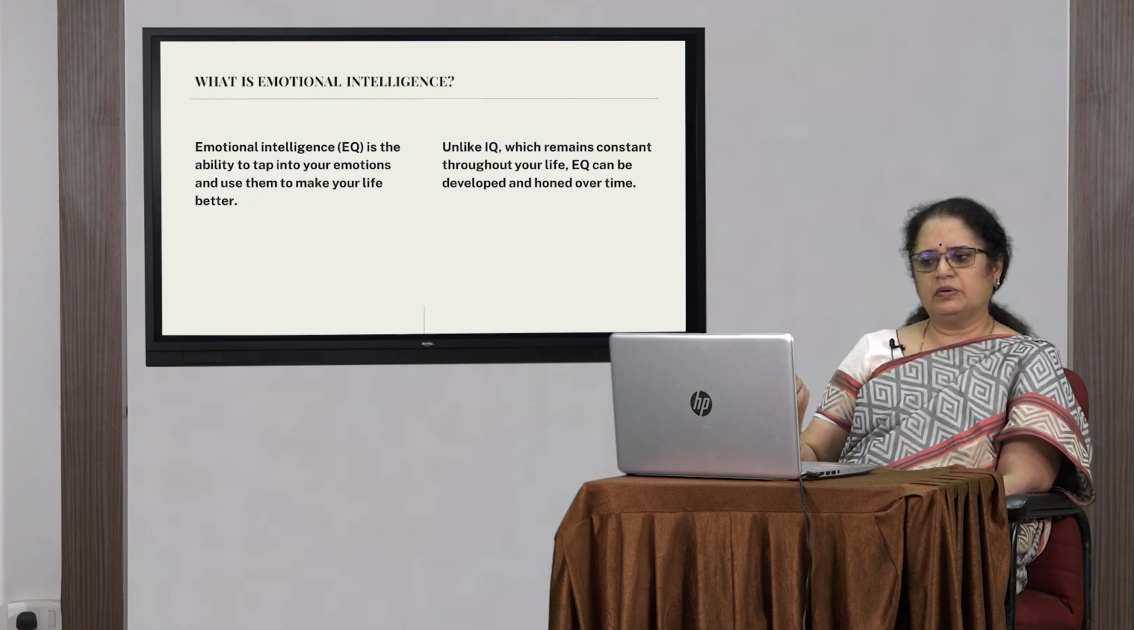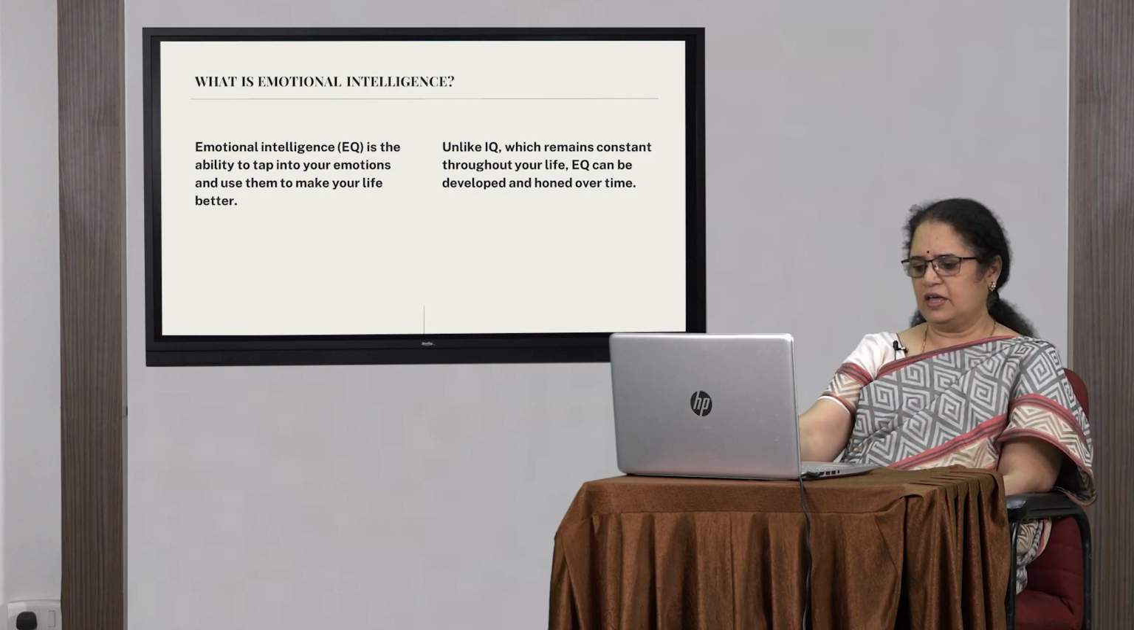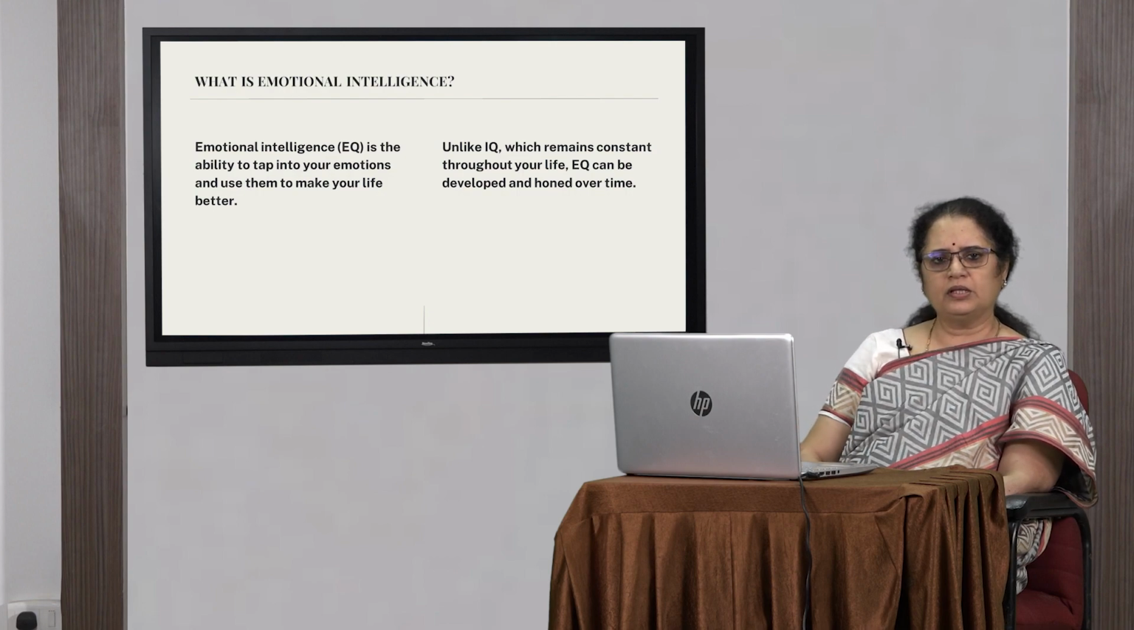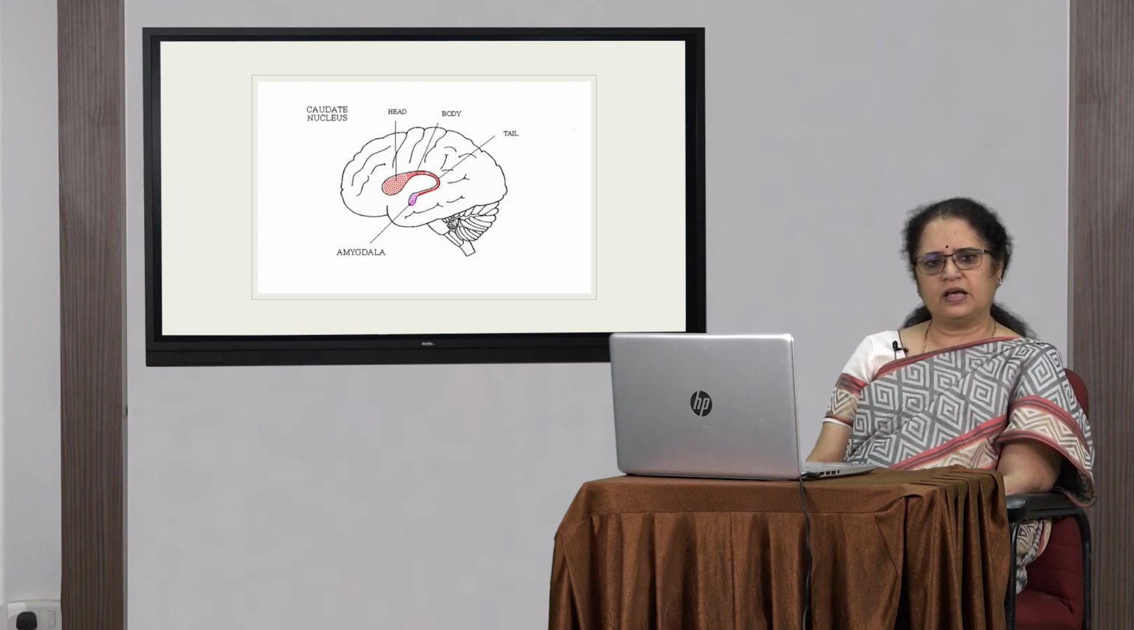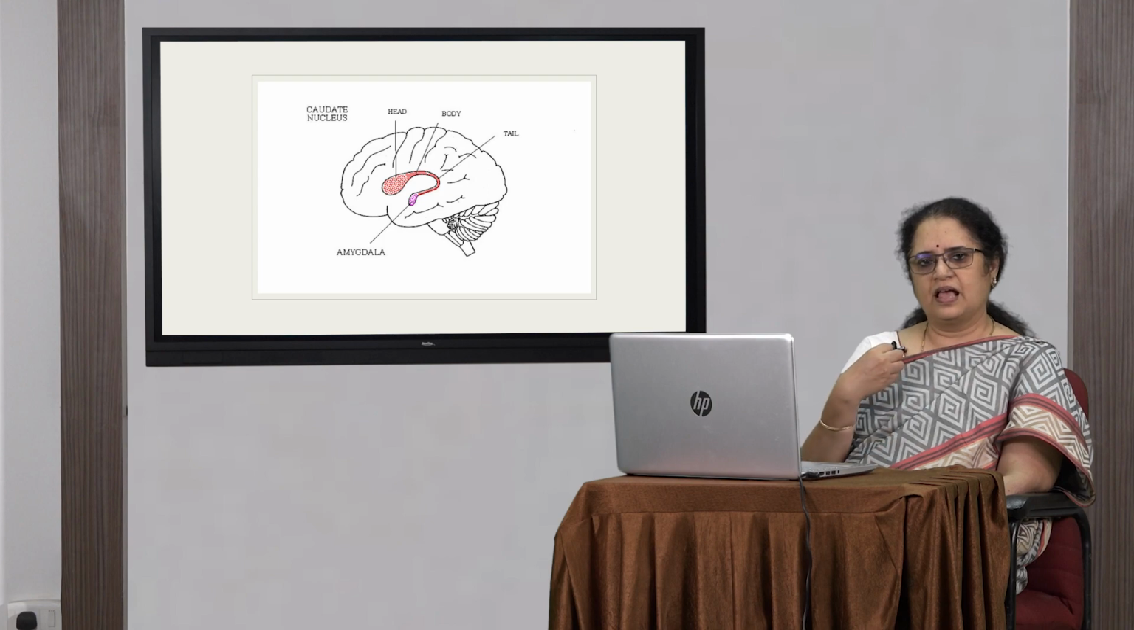Okay. So, a little more understanding of EQ is that we can tap into our emotions and use them to make our life better. If you look at the human brain, in the picture here, you can see that there is a small part called the amygdala. It is like the size of an almond. This is called the seat of all emotions, which dictates how we feel, basically controlling our emotions, and this part in the brain is very small but very important.